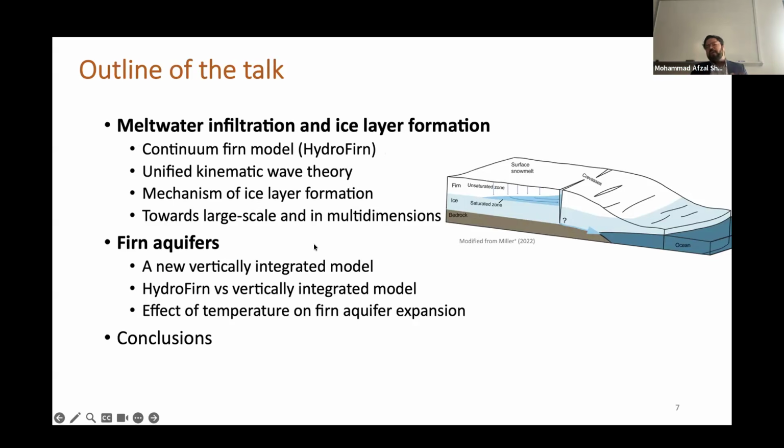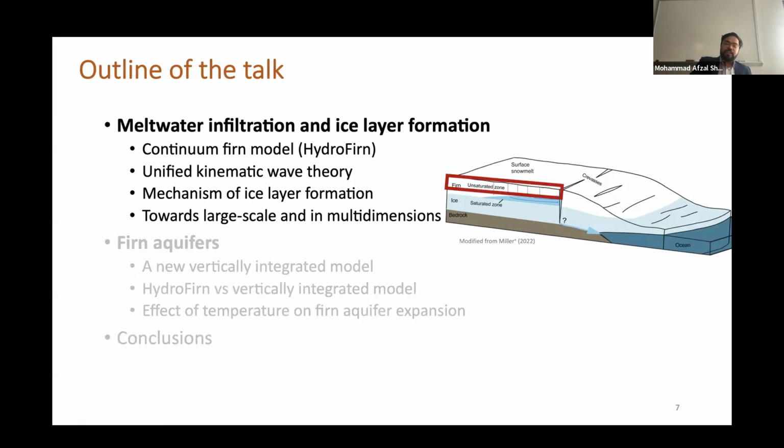In the next but briefer part of this talk, I will go into the deeper region, the firn aquifers, where we developed a new vertically integrated model for aquifers in cold firn. And then we will pit these two models against each other, the vertically integrated model against a vertically resolved or higher fidelity model. Lastly, I will focus on the effect of temperature on firn aquifer expansion. And then I will end this talk with some take-home messages. So let's begin with infiltration and ice layer formation.